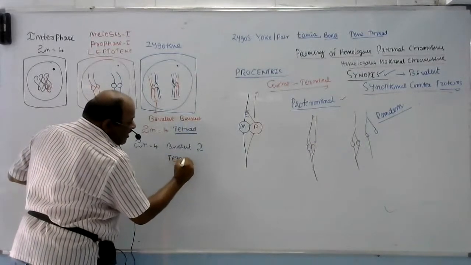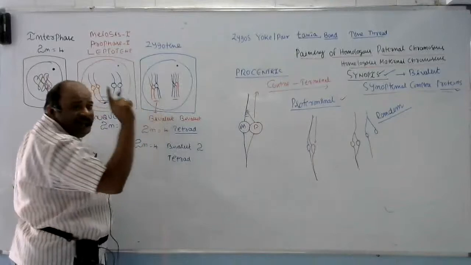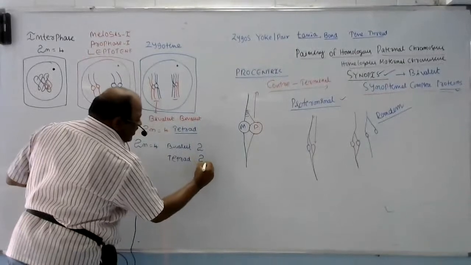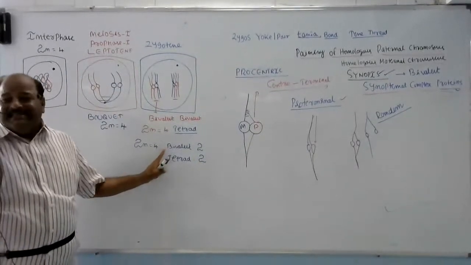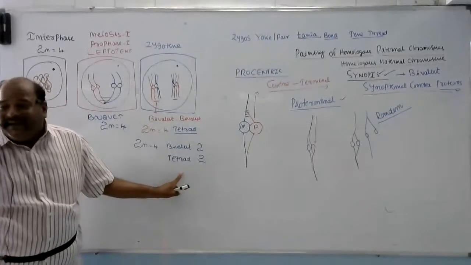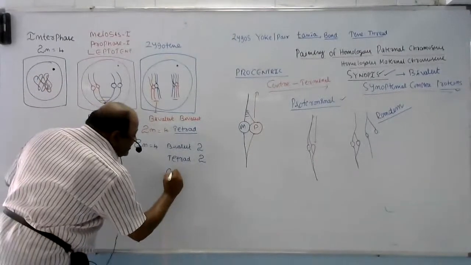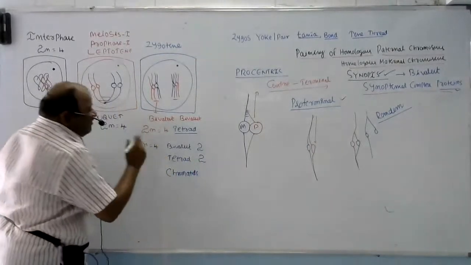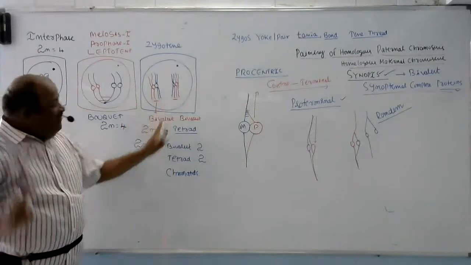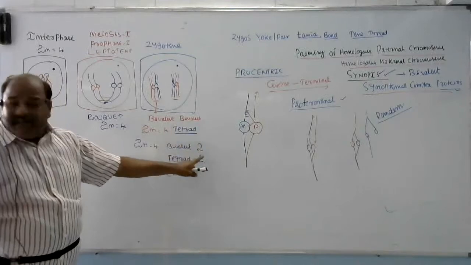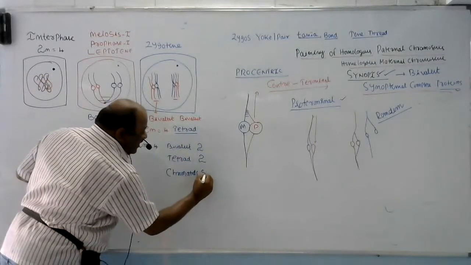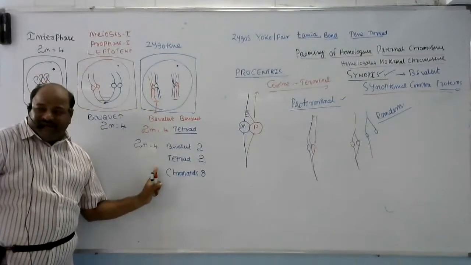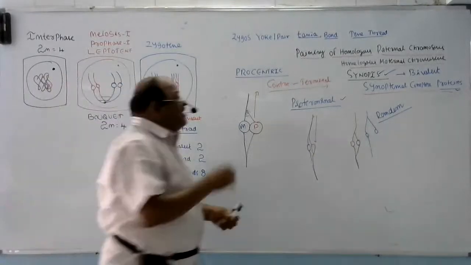Now, how many tetrads are present here? These 4 chromatids are 1 tetrad, and these 4 chromatids are 1 tetrad. So what you have to remember: the number of bivalents equals the number of tetrads. How many chromatids are present for each bivalent? 4. For 2n equals 4, how many bivalents are there? 2. 2 into 4 is 8. You can take a screenshot of this. Later on, in meiosis numericals, we will discuss it. You have to remember the concept.